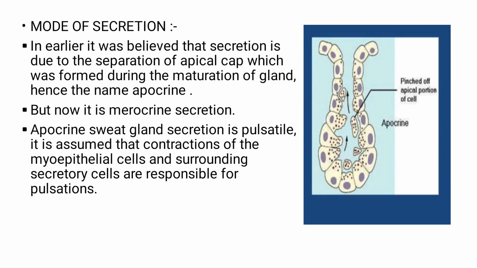Mode of secretion. Earlier it was described as apocrine secretion because it was believed that the secretion was separation of an apical cap formed during maturation of the gland, hence the name apocrine. But now it is said to be a merocrine secretion, as the picture shows the pinching of the apical portion of the cell from the layer of the secretory portion. So the apocrine sweat gland is pulsatile. It is assumed that the contraction of myoepithelial cells surrounding the secretory cells is responsible for the pulsation.